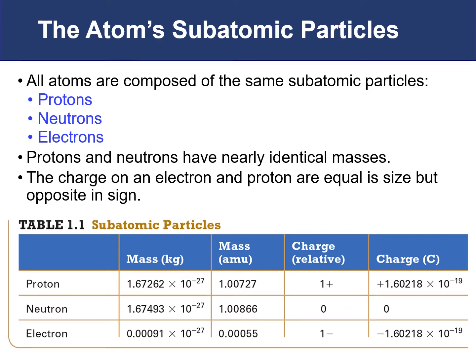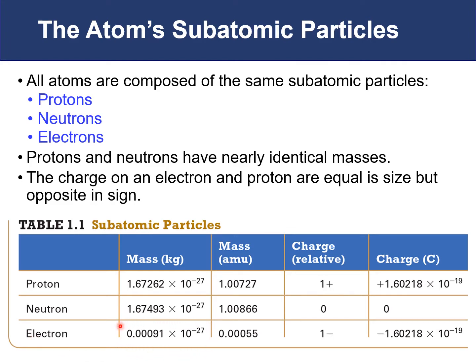As a reminder, under modern atomic theory, atoms can be broken up into three subatomic particles. All atoms are comprised of these same three subatomic particles: protons, neutrons, and electrons. The protons and neutrons are found to have nearly identical masses, listed in this table below, and the electron itself has a significantly lower mass.